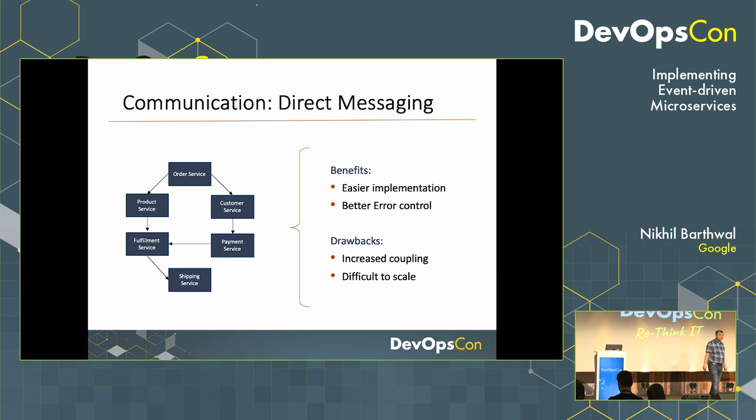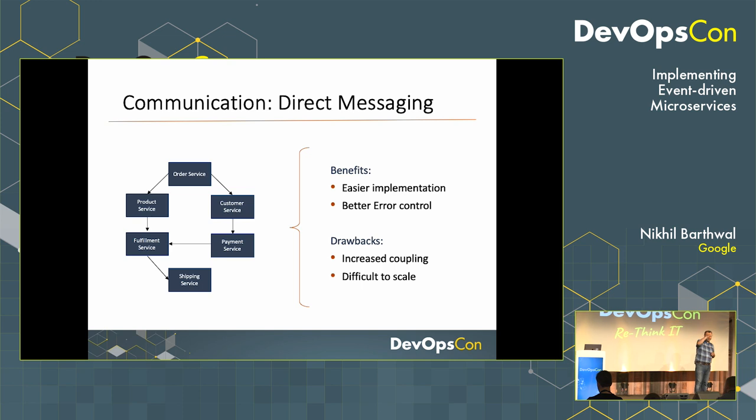Direct has its own advantage, right? It's easy to implement, and it has really good error control. Because let's say that a service, in this example order service, calls a product service, and product service is down or cannot act on that, it will immediately send you back a response. So I know something happened. Order service knows something bad happened.